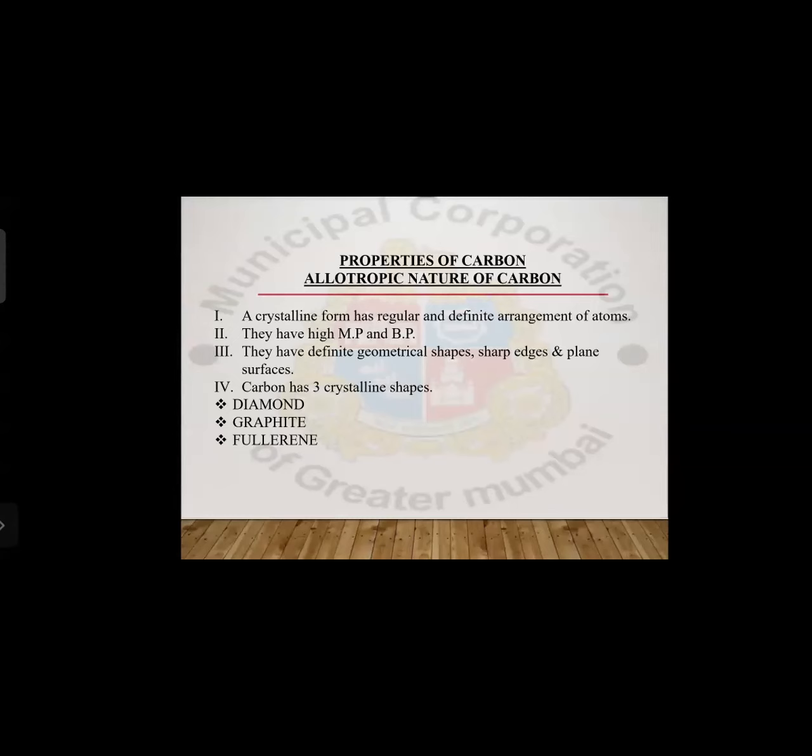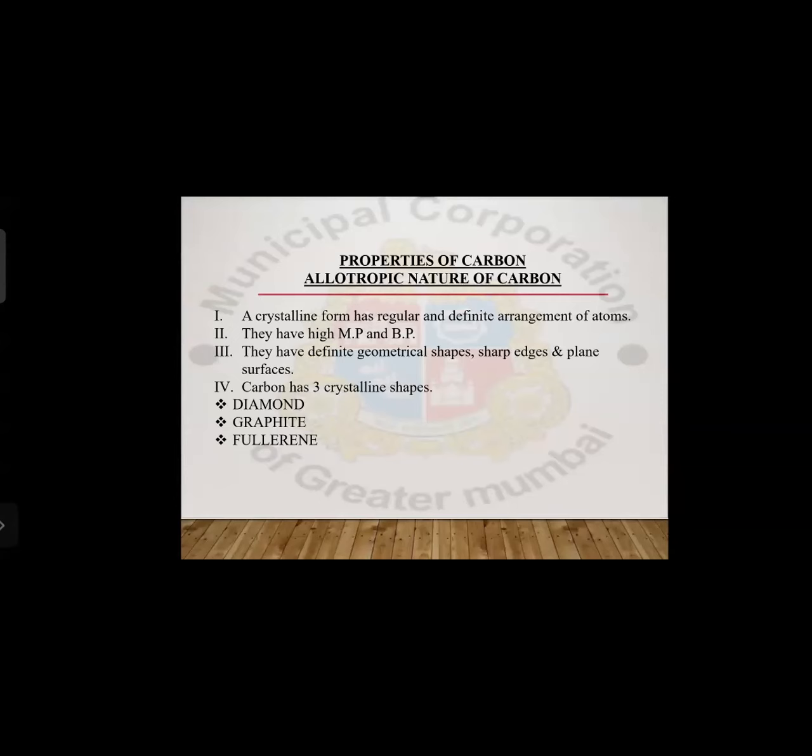Proper arrangement. Sometimes with one atom, three will be attached. Sometimes atoms will be attached on both sides. Likewise, this arrangement gives the diamond, graphite, or fullerene a proper shape. Then the crystalline compounds have a high melting point and boiling point. Yes, very high melting point and boiling point.